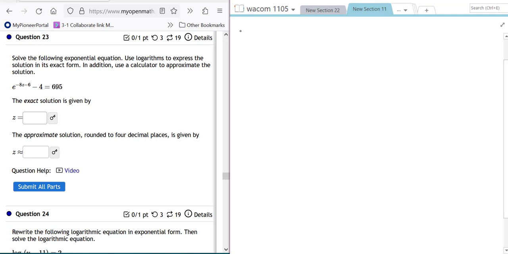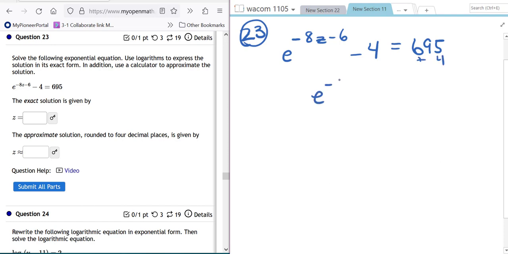23 is a good reminder that you have to isolate the piece with the exponent before you take a log of both sides. So the first thing we need to do is get the 4 to the other side. So we'll add a 4, and that will give us 699. So we have e to the negative 8z minus 6 equals 699. We're going to take a natural log of both sides. Here you have to take natural log because you have e.